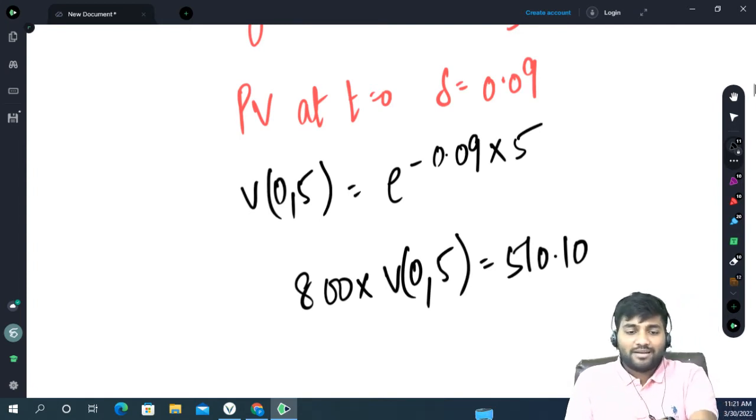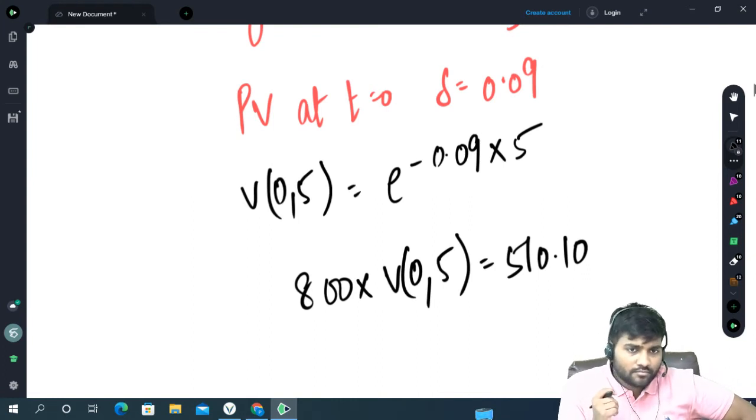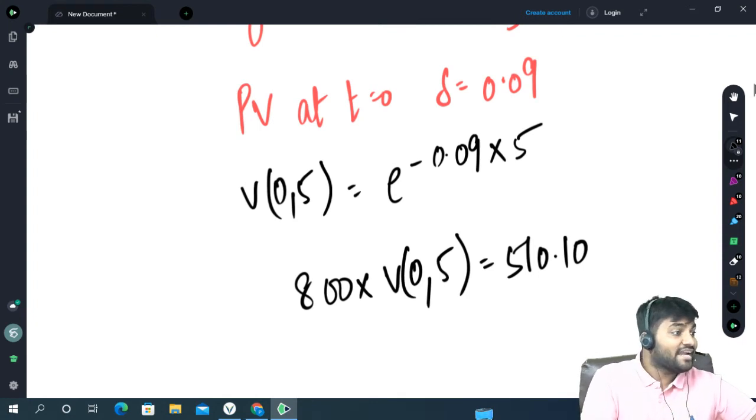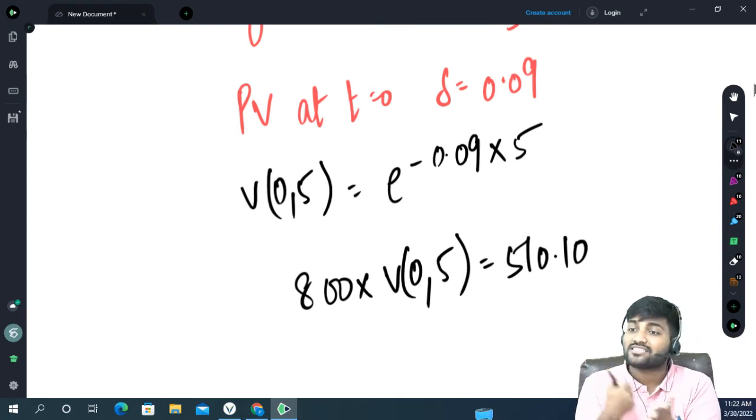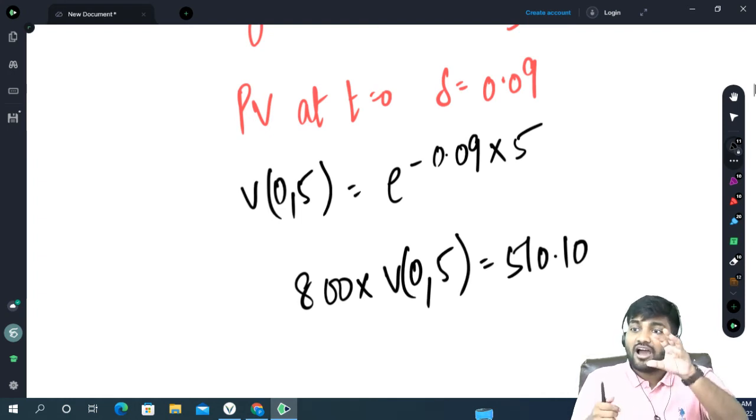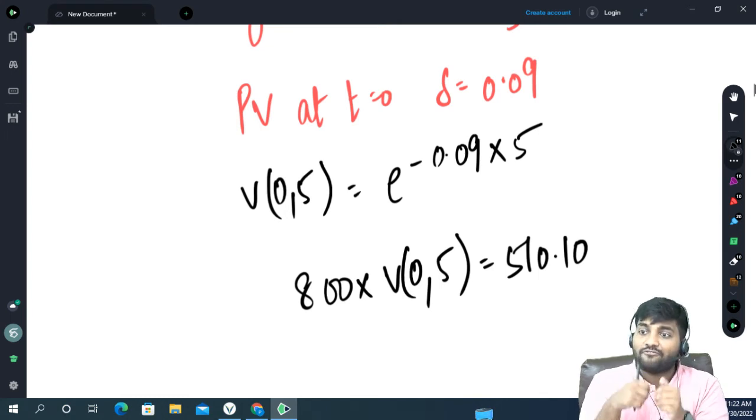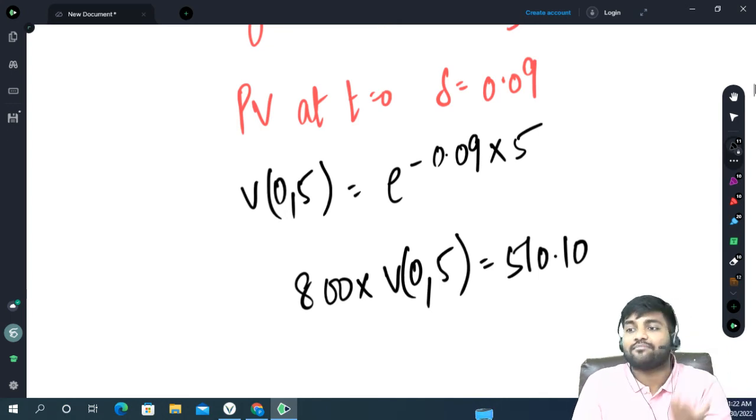Now, please read the note loudly. In discrete, we use summation. What does this mean? Whenever the force of interest is a constant amount, we will treat it as discrete. Just after 10 minutes, we'll be doing a case where the force of interest becomes a function of time t. There we are going to use integration. Now we are doing summation.